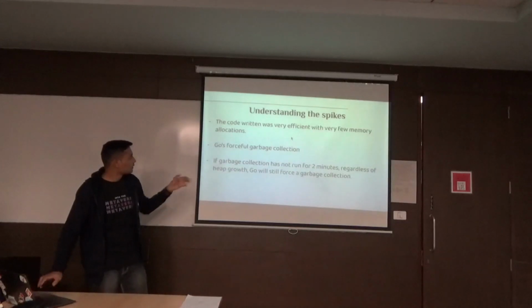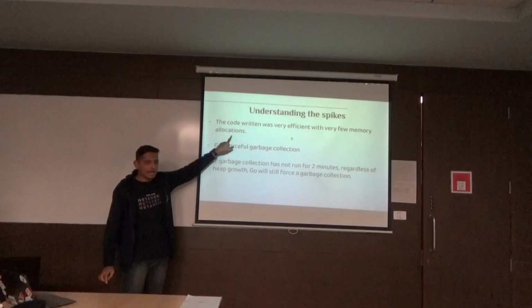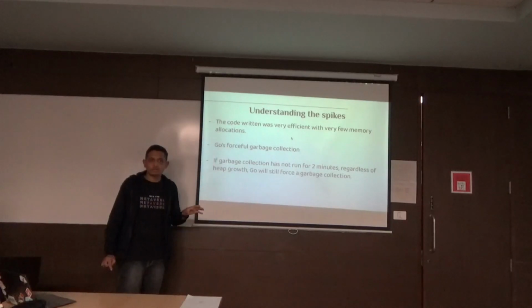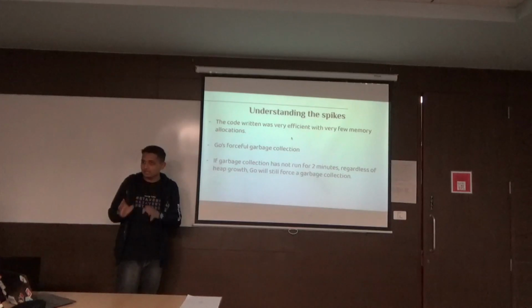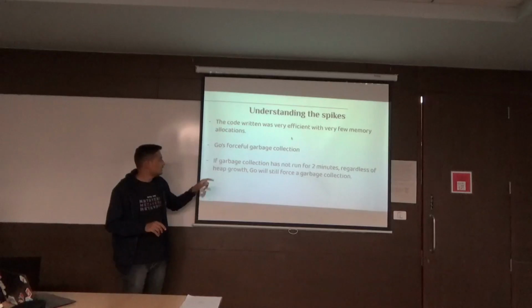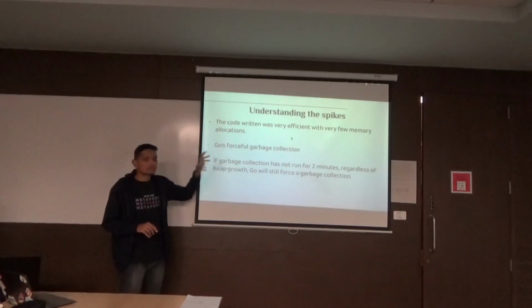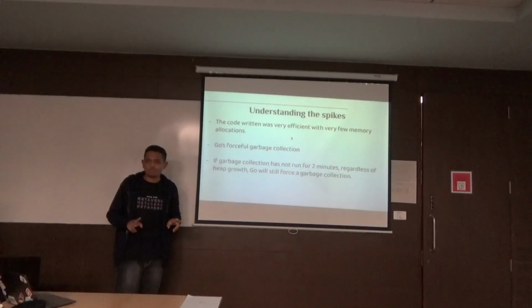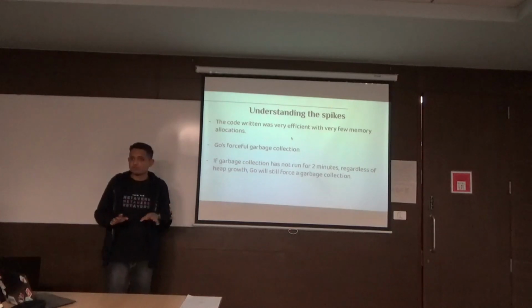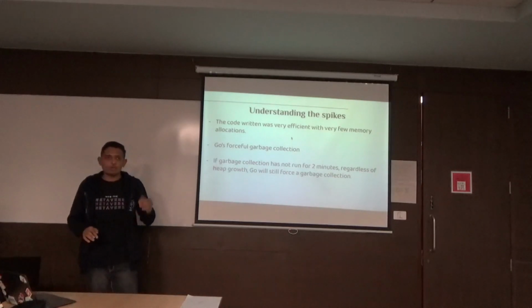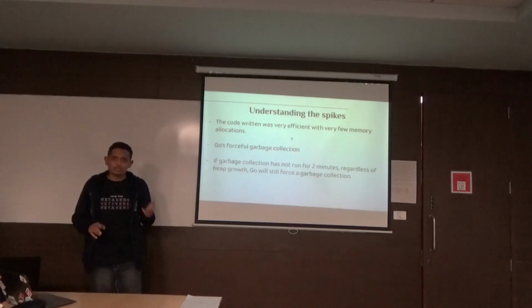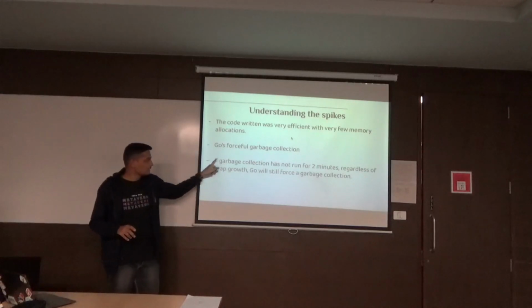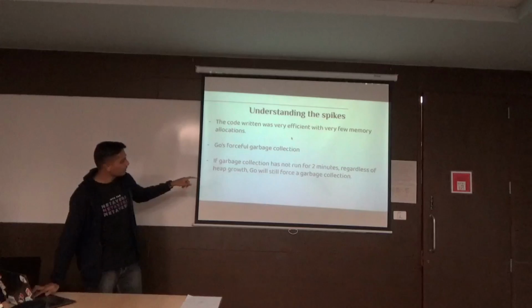They knew the code they had written was very efficient. They knew that they weren't doing allocations, so logically there shouldn't be any garbage cleaning work that Go has to do. Then why are there these spikes? Go enforces a garbage collection run every 2 minutes. Even if memory is not allocated, Go is designed such that every 2 minutes, by default, a garbage collection is triggered. So the spikes were every 2 minutes.